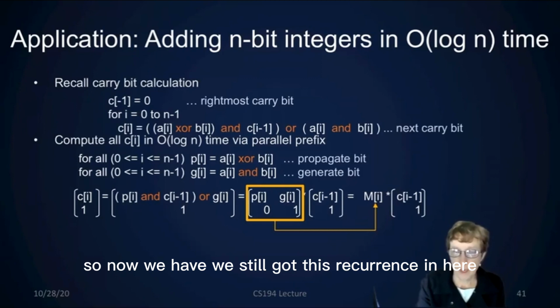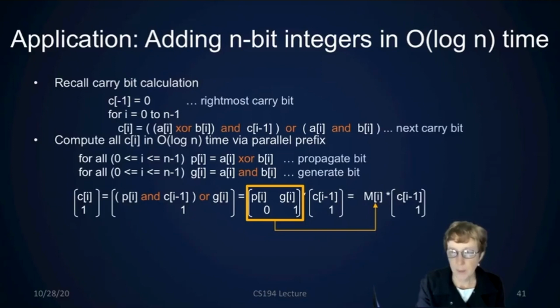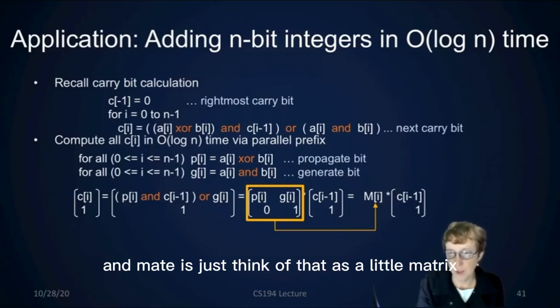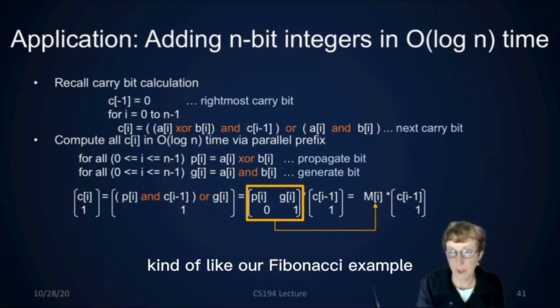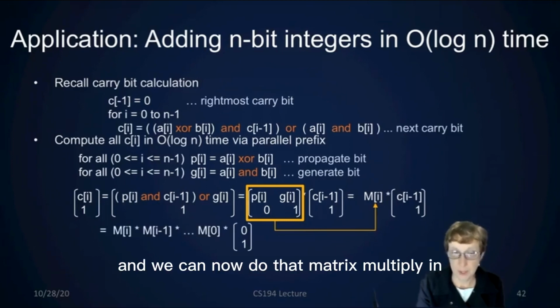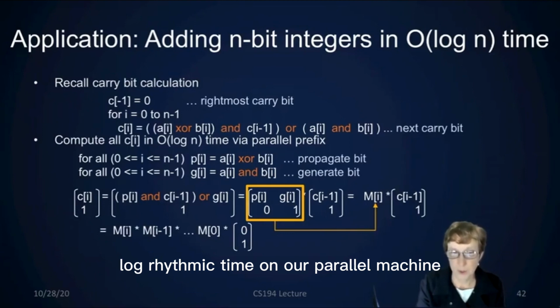Okay, so now we still have this recurrence in here. We've got CI equal to something that is a function of CI minus 1, but we can now write this little PI GI matrix as just a little matrix, kind of like our Fibonacci example. We've got 3 non-zeros and 1 zero in that, and we can now do that matrix multiply in logarithmic time on our parallel machine.